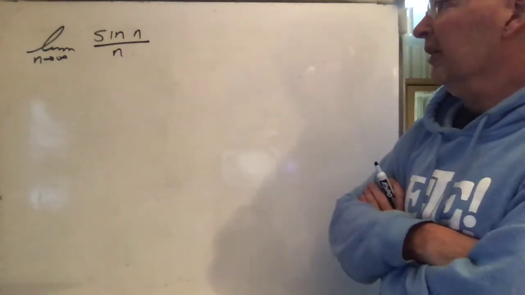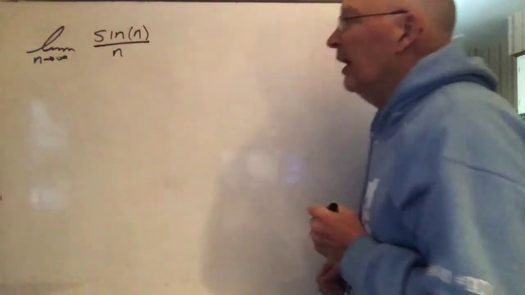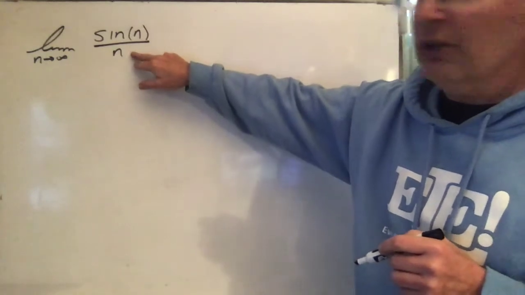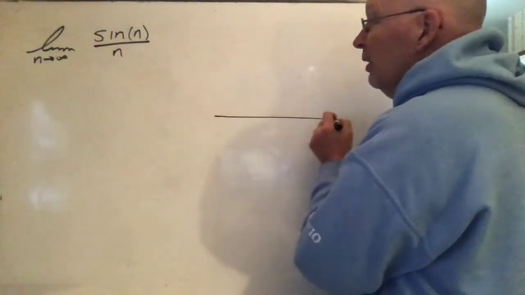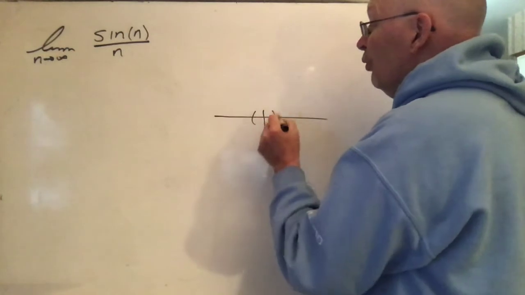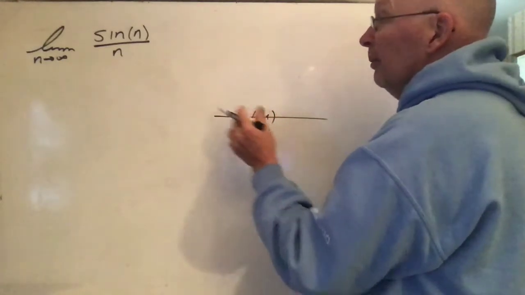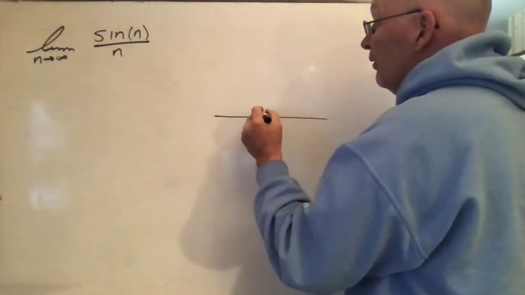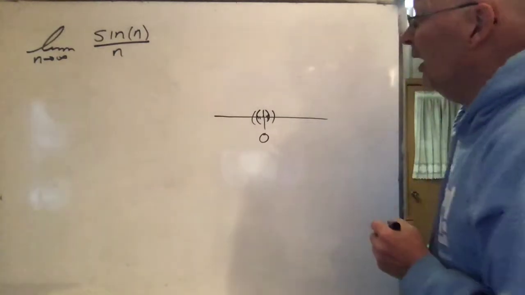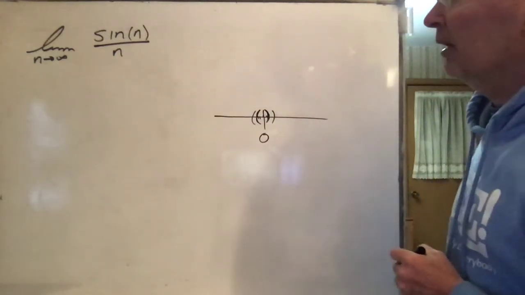Sine of n over n, let's think about it. The sine of any number is always going to be between 1 and -1. So the top is going to keep bouncing back and forth between various numbers between 1 and -1, whereas the bottom is going to keep getting bigger and bigger. So the ratio is going to keep bouncing closer and closer to 0. It's going to bounce around depending on whether the sine is positive or negative, but as n gets bigger, this little interval around 0 gets smaller and smaller, and you're going to converge to 0. Given any interval around 0, eventually everything will be inside there. So that limit is equal to 0.